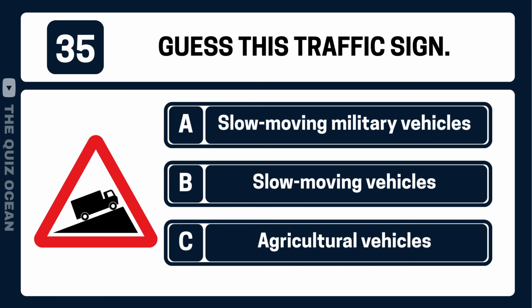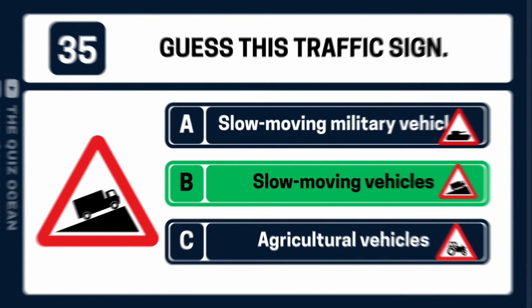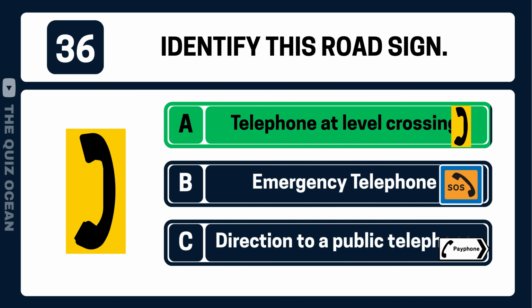Guess this traffic sign. Correct. This is the slow-moving vehicle sign. Identify this road sign. Excellent. This sign marks a telephone at a level crossing.